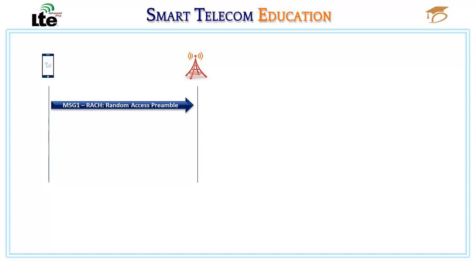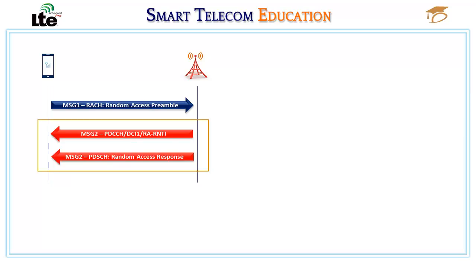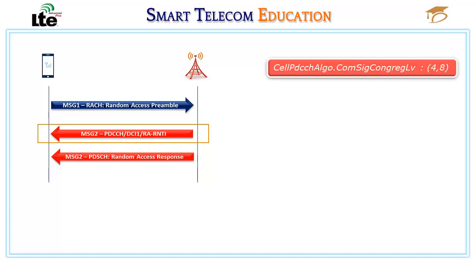When the eNodeB receives the preamble and sends a random access response, the UE may not be able to receive the random access response due to downlink interference or bad RF conditions. The random access response message is scheduled on PDCCH. Its aggregation level can be adjusted by the parameter cell PDCCH Algo Common Signaling Aggregation Level.